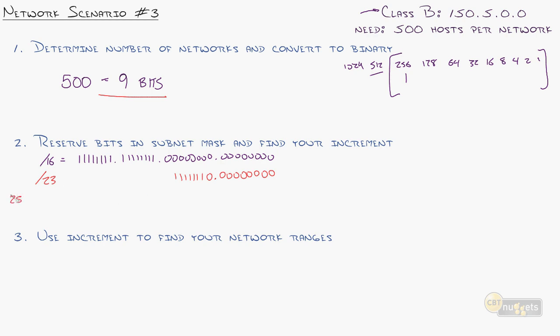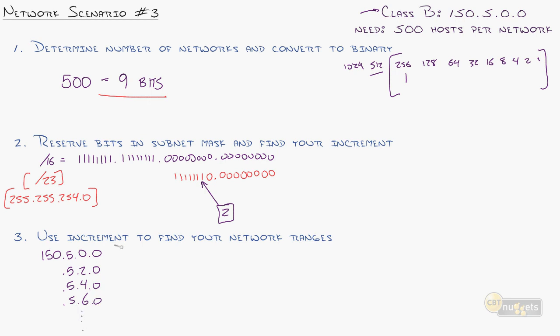Or if I was writing in decimal, 255.255.254.0. Those are just two different forms of the same subnet mask. My increment is going to be that guy, which is a 2. Yes, he's in the third octet, but remember, each octet restarts the increment, so he's a 2. That's fine. Now I can use that increment to find my network ranges. 150.5.0.0, then 150.5.2.0, 150.5.4.0, 150.5.6.0, and down and down we go.